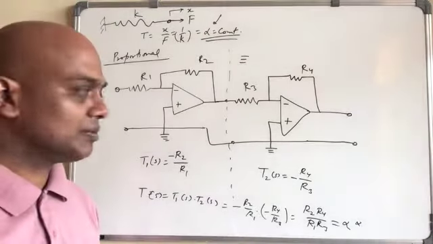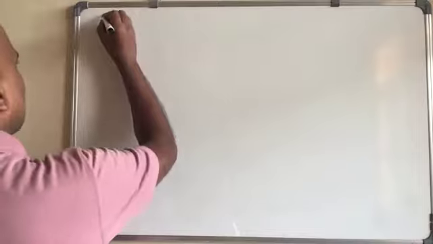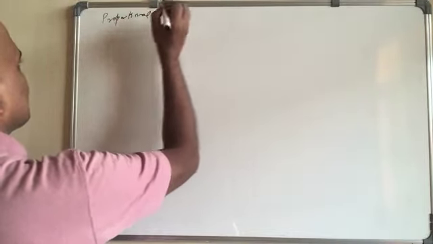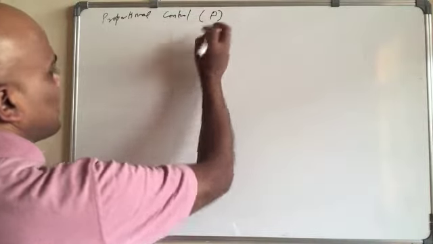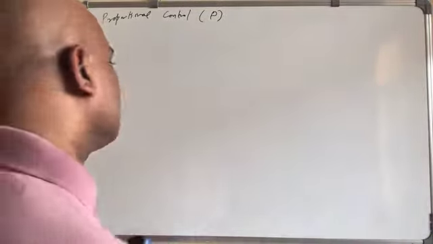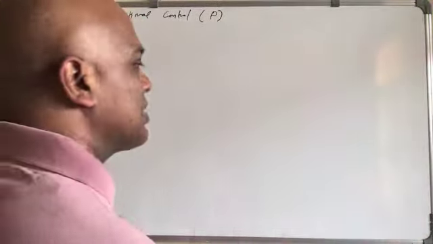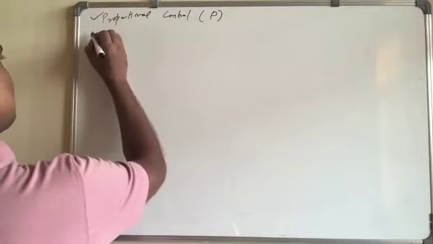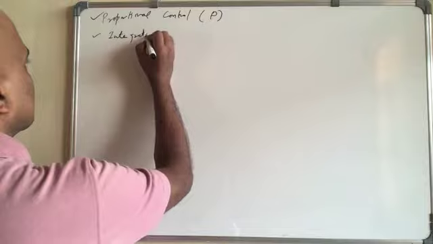So what we studied was called proportional control, P. That means the input and output are proportional, related by a constant. Okay, so this we have done. Now the integrator.